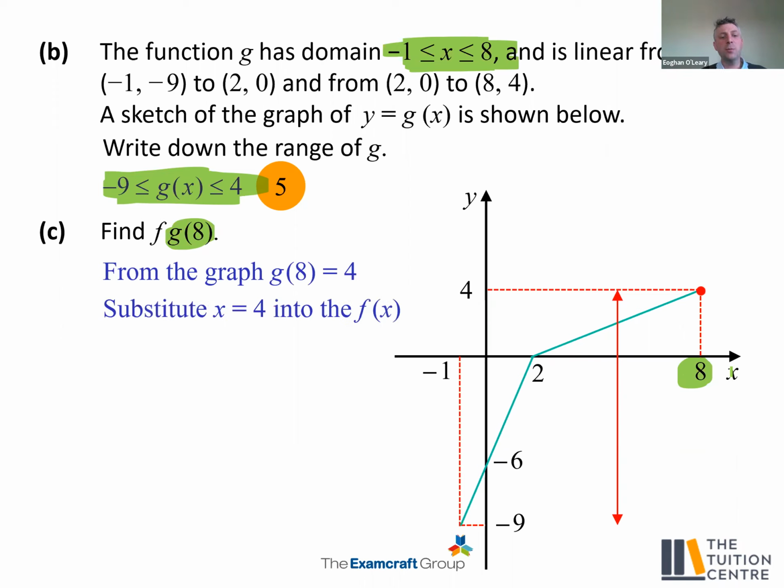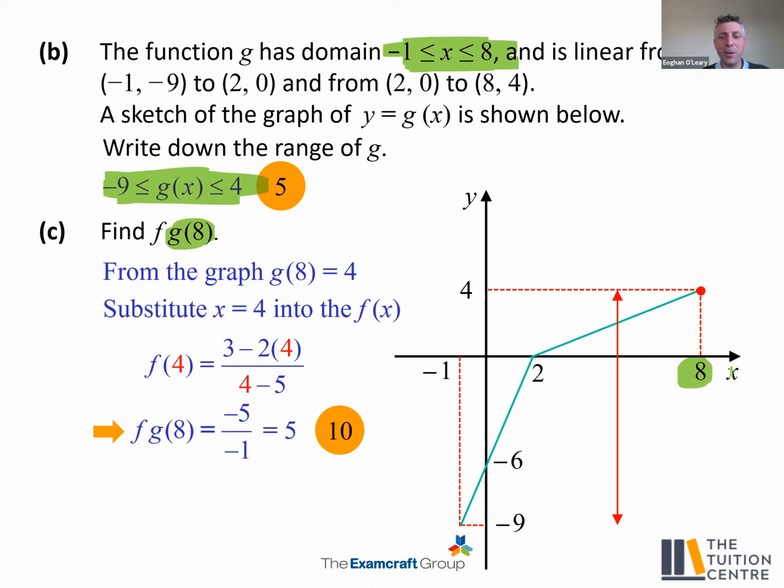And then we're going to substitute x equals 4 into f of x, because it's f after g of 8. So we have our original function. We're putting in 4 for x, and when we simplify it down, we get -5 over -1. We get an output value of 5. So f after g of 8 is equal to 5, and that was for 10 marks.